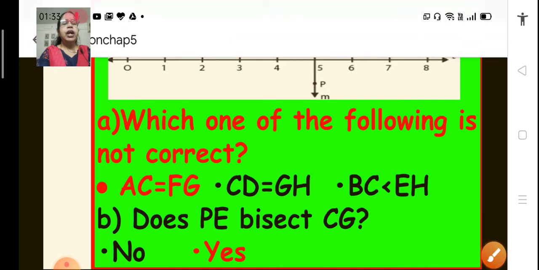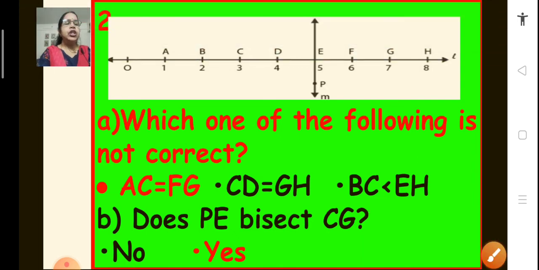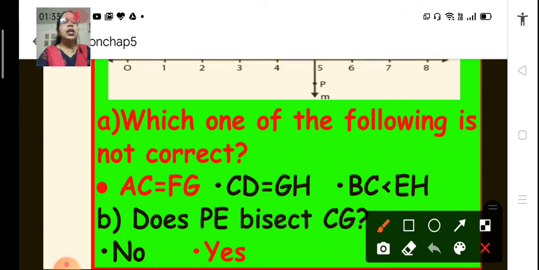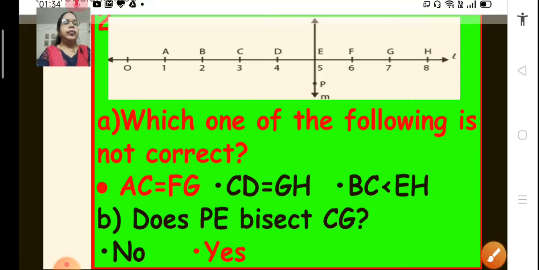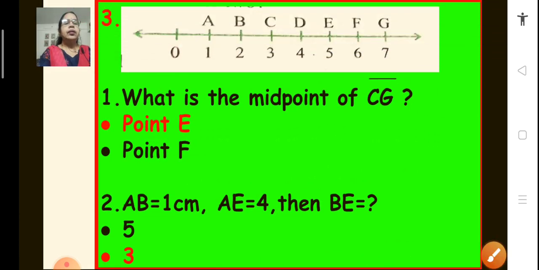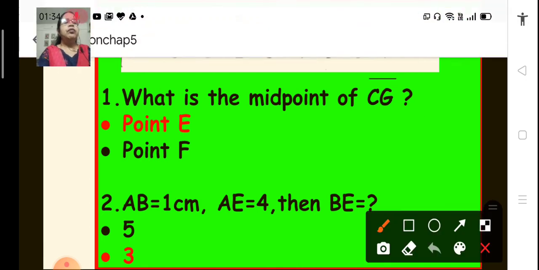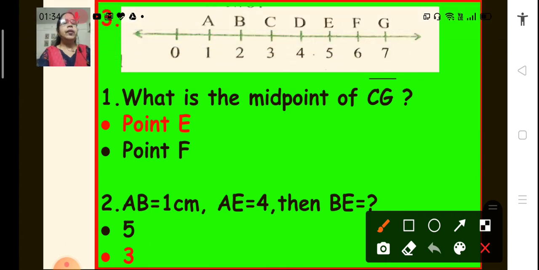And one more question we have, does PE bisect CG? That means, is PE bisecting CG? Yes, because CE is equal to EG. So yes. Next question, what is the midpoint of CG? We have CG here. So what will be the midpoint? It is E. So point E. This is the right answer.